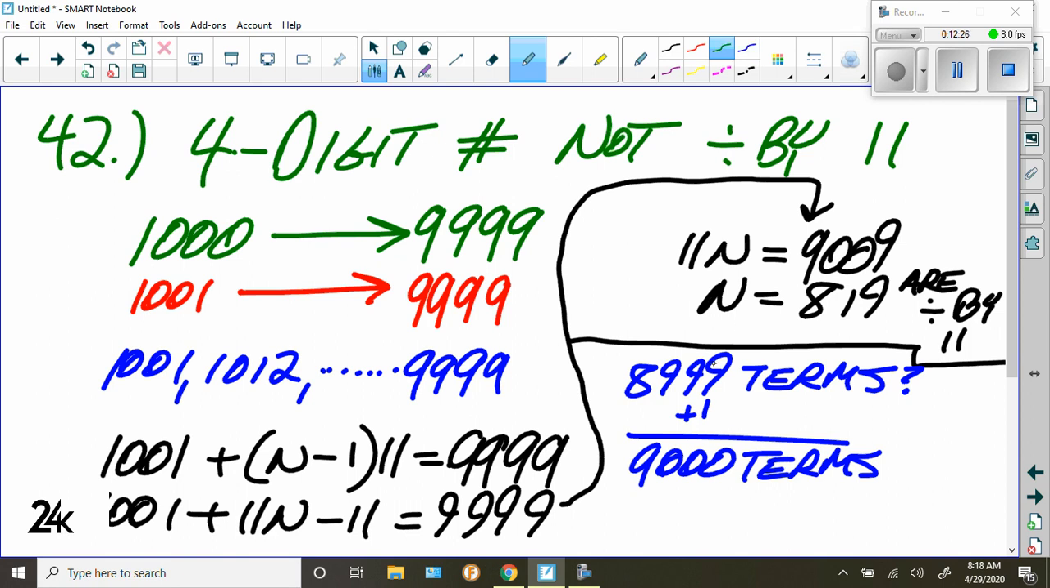So then all I have to do is subtract 819, and I get 8,181 not divisible by 11, which is quite a few. Like, that's a really, really high percentage, but 11's a prime number, so obviously it's going to be, you know, a pretty big number out of 9,000. All right, so there you are, and there you have it.